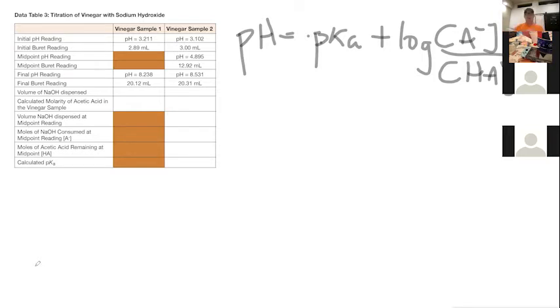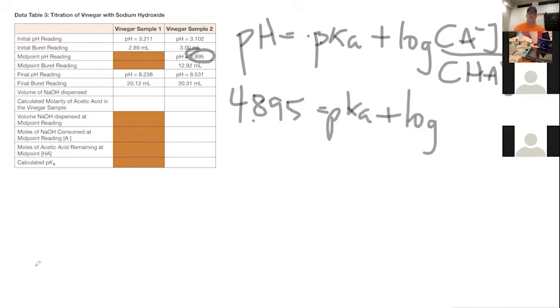And so we can rearrange this. What was the pH at the midway point? 4.895. So 4.895 equals the pKa plus the log of, now I'm going to use moles of A minus and moles of acetic acid. Why doesn't it make any difference if I don't convert them to concentration? How come I can use moles instead of concentration? Why doesn't it matter?